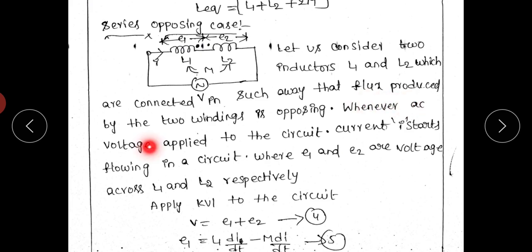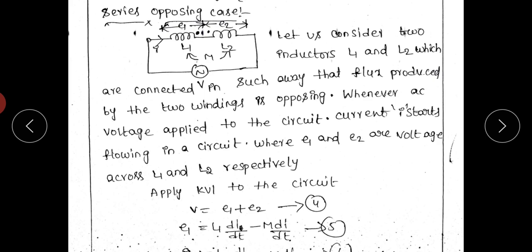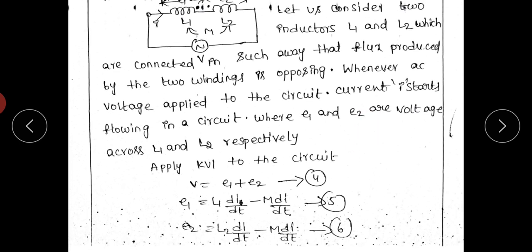So whenever AC voltage is applied to the circuit, the current starts flowing in the circuit. Where E1 and E2 are the voltages across L1 and L2 respectively. Now by applying KVL, we can write V equals E1 plus E2. Here E1 is the first coil induced EMF, E2 is the second coil induced EMF. Coil induced EMF equals self-induced EMF plus mutual induced EMF.